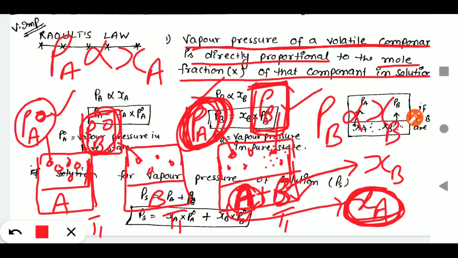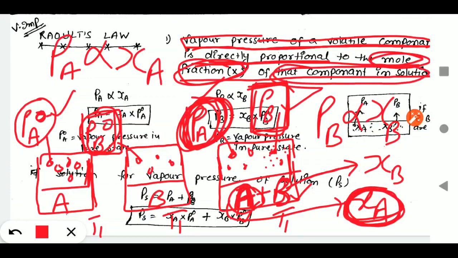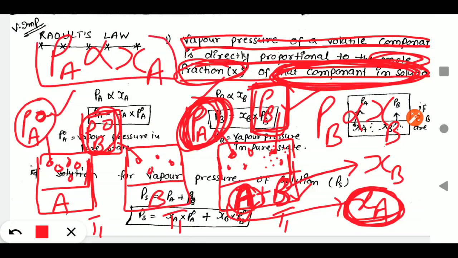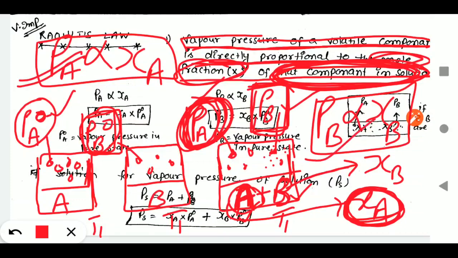This is Raoult's law. Again, read the definition. Vapor pressure of a volatile component is directly proportional to the mole fraction of that component in solution. So this is Raoult's law, and this is also Raoult's law. This is defined in terms of solvent, this is defined in terms of solute. Students, one more important thing is that when you replace this sign of proportionality, you will give some constant. So what will be the value of the constant?